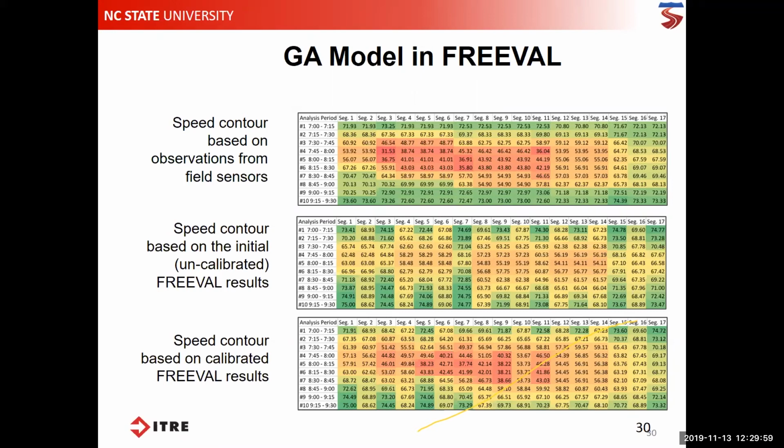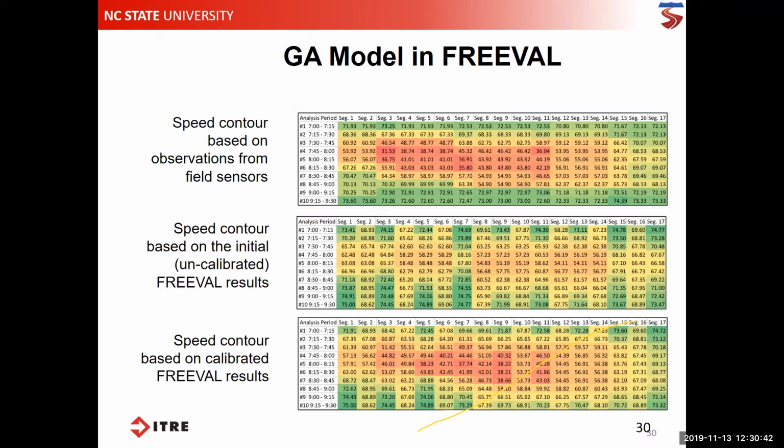Here I'm showing you one example of base model calibration in FREEVAL and how this GA works and how faithful it is. On the top contour, you see a speed contour for a sample freeway that shows the AM peak time of day across 17 segments, and you see some low speed indicated by red background cells. That's what we are seeing from sensors or probe-based data sources. Once we collect data for the HCM model, all geometric and demand information, and plug it into FREEVAL, we come up with the second contour.